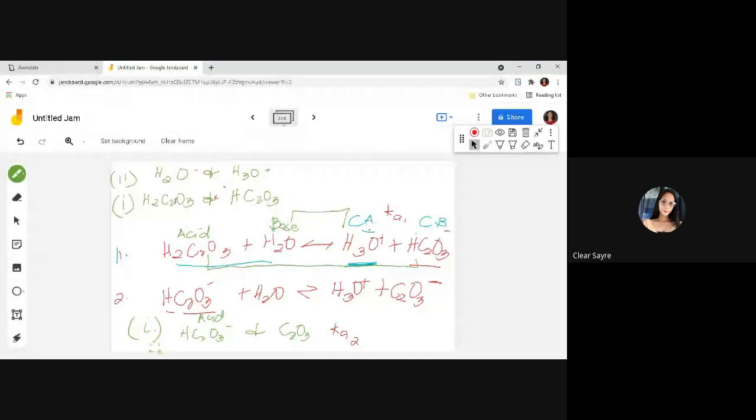For the second pair, we have H2O, water, and H3O plus. Okay, so that's your conjugate acid-base pair. Now let's go.